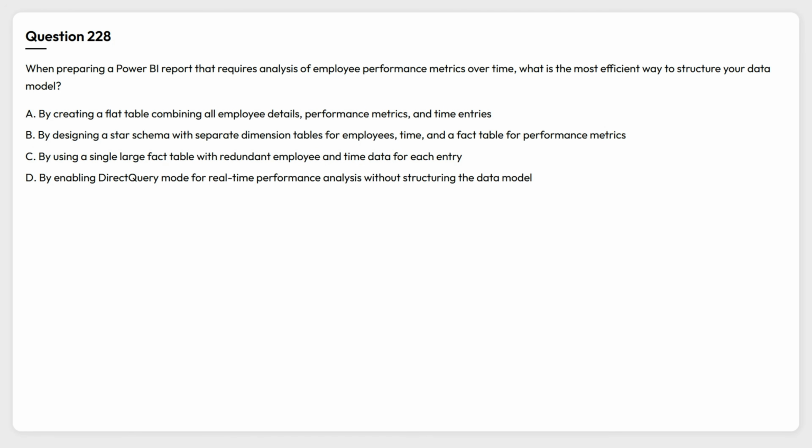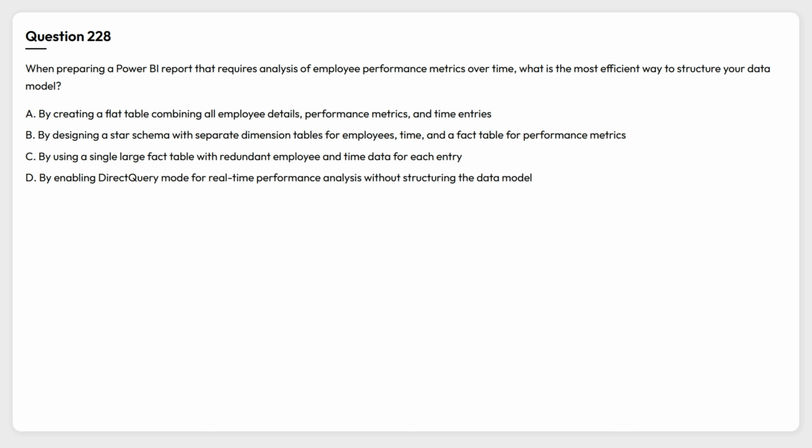Question number 228. When preparing a Power BI report that requires analysis of employee performance metrics over time, what is the most efficient way to structure your data model? Option A, by creating a flat table combining all employee details, performance metrics, and time entries. Option B, by designing a star schema with separate dimension tables for employees, time, and a fact table for performance metrics.